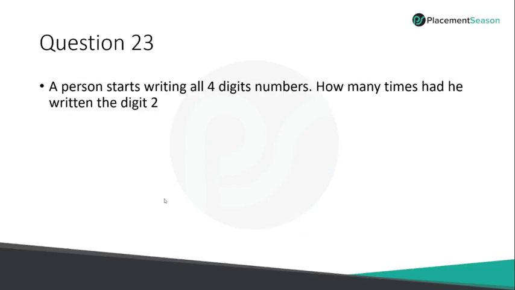The next one, a person starts writing all 4-digit numbers. How many times had he written the digit 2? So all the possible 4-digit numbers, right? So in the 4-digit number, 1, 2, 3, 4, this is the unit place, 10, 100, and 1000, correct?